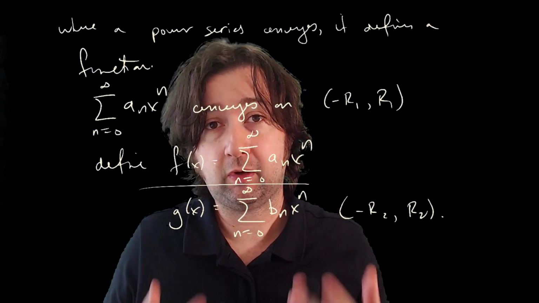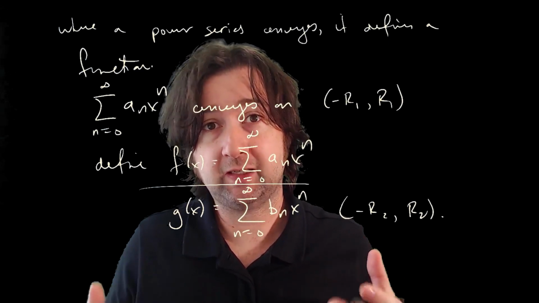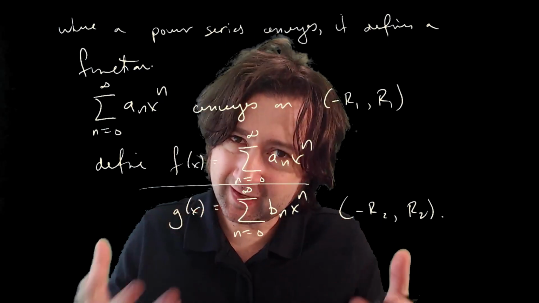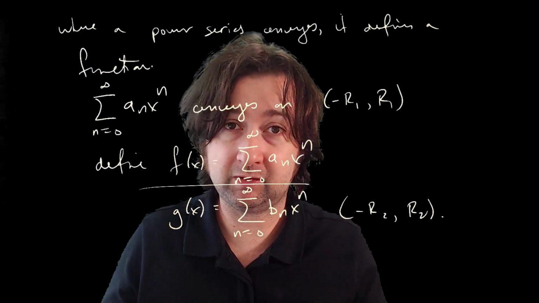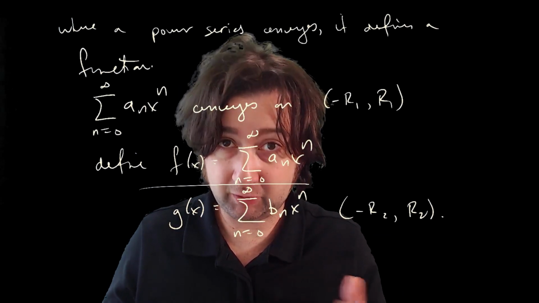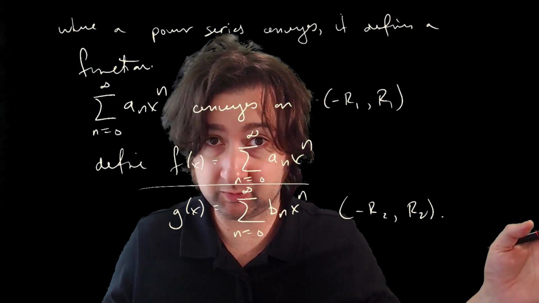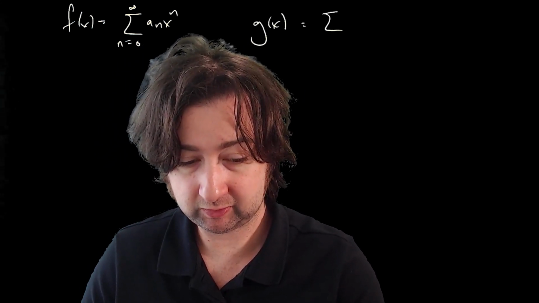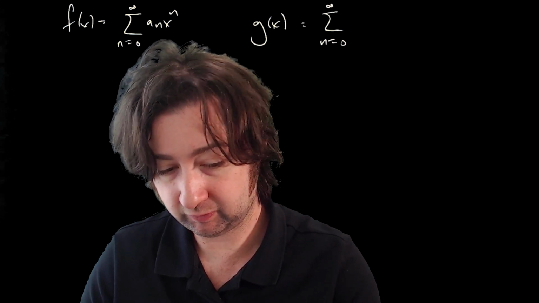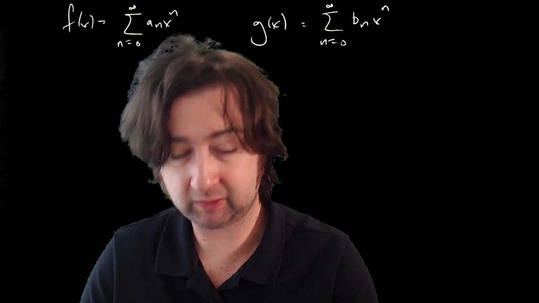Power series that are convergent are like enormous polynomials. It's a slight abuse to think of them this way, but it's useful to think of a power series that converges as a polynomial with an infinite number of terms in it. So let's suppose that we have f of x defined like we had on the previous page, the sum of a n x to the n, and we have g of x defined like we had on the previous page, so the sum from n equals 0 to infinity of b n x to the n.